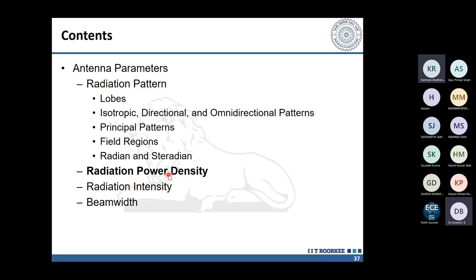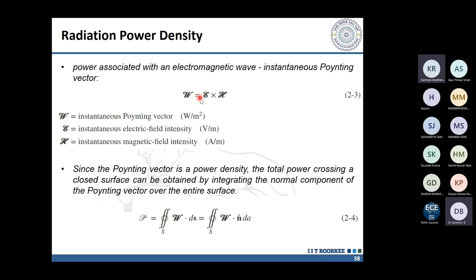Radiation power density and radiation intensity are two key topics which we will have to look into, and understanding them is very important. We'll go with radiation power density first, and then we'll cover radiation intensity. So we are all aware that the electric field and magnetic field together have power in them, right? There is power associated with an electromagnetic wave, and it is given by the instantaneous Poynting vector. What does the instantaneous Poynting vector say? The power density, very important to note, it's a power density, is given by E cross H.